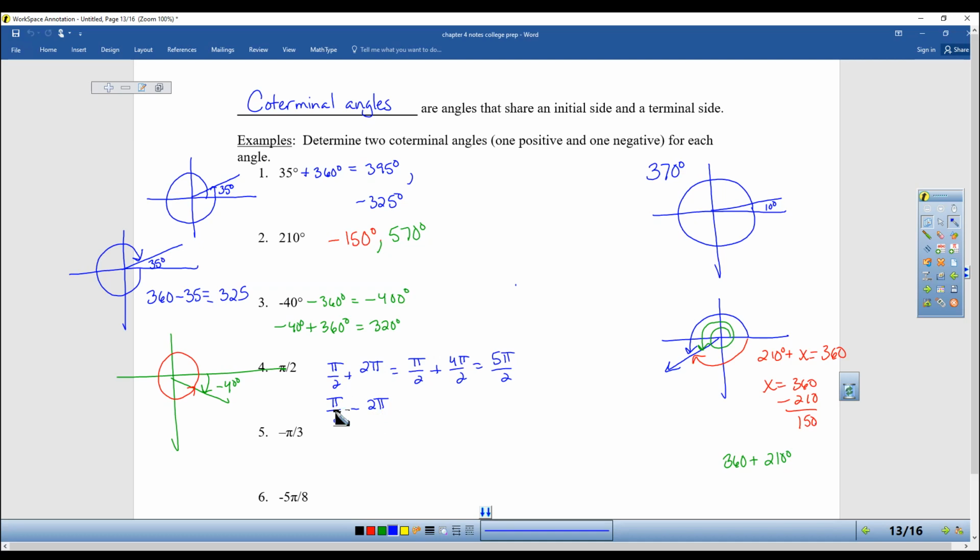I'm at pi halves, and I want to subtract 2 pi. I do the exact same process, but with a negative. I get a common denominator, and that gives me negative 3 pi halves.